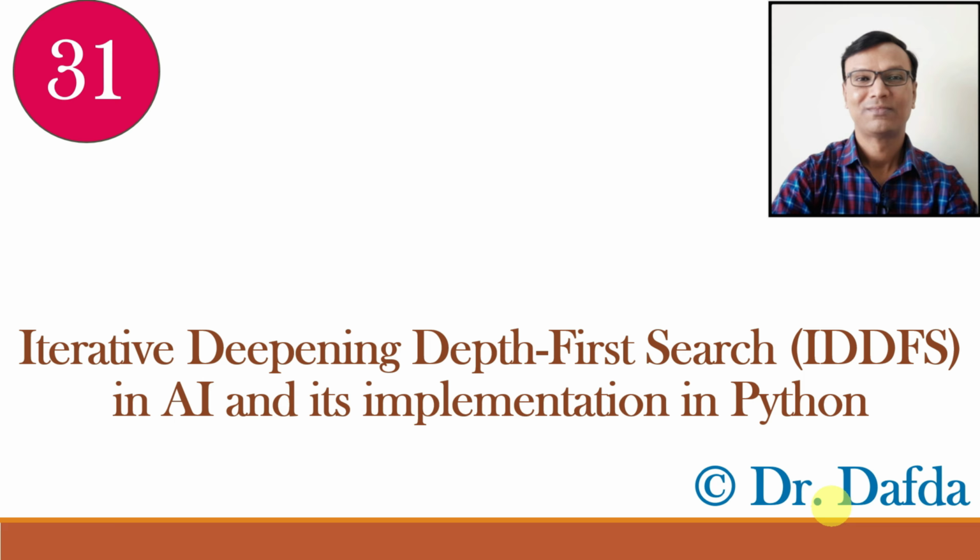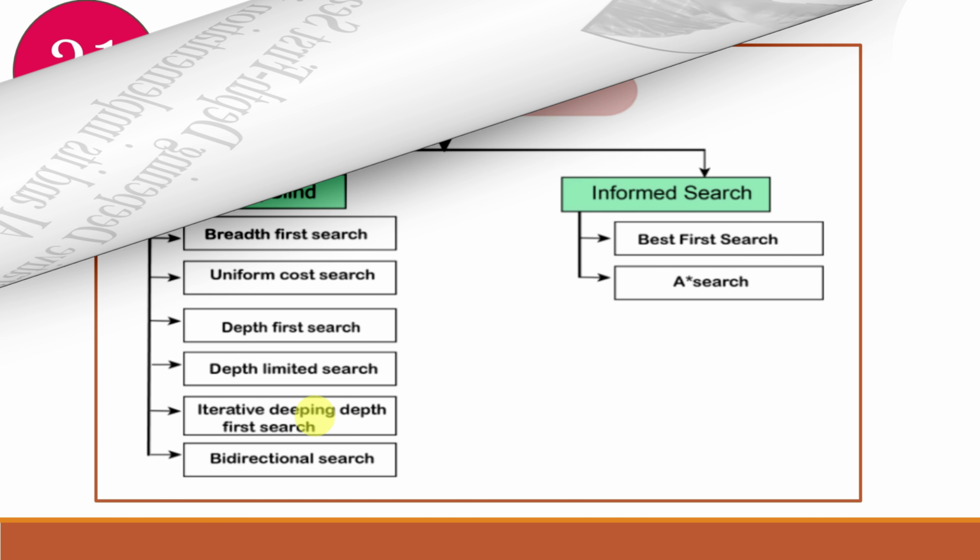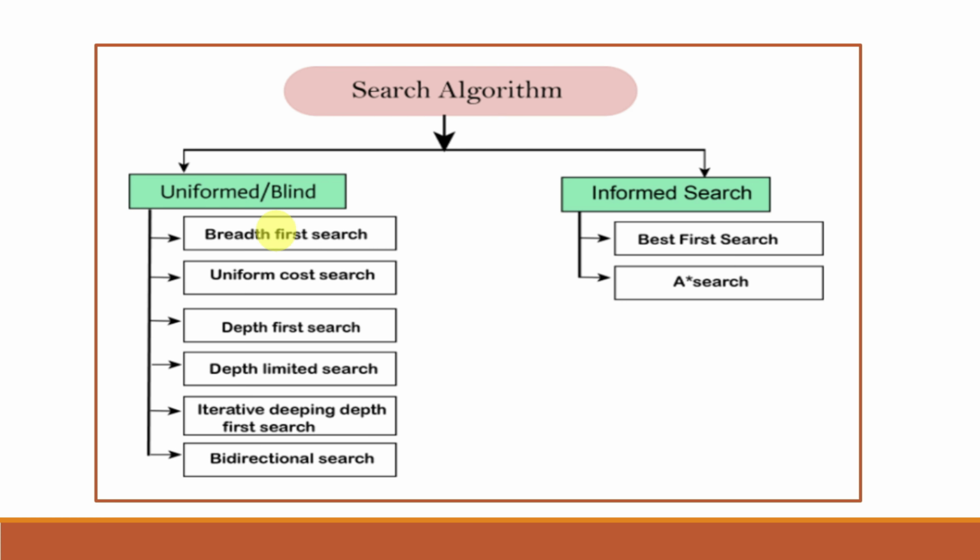I am Dr. Dafda, and in this 31st video class of AI/ML, we will learn about Iterative Deepening Depth First Search or IDDFS in artificial intelligence, and we will also see its implementation in Python. IDDFS is also an uninformed or blind search technique, and basically these blind search techniques are of two types, BFS and DFS, and the other types are just the variations of these two.